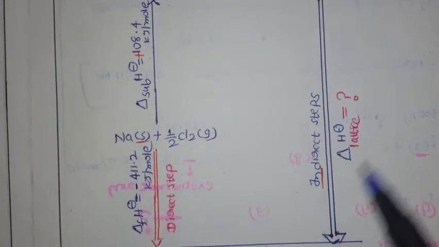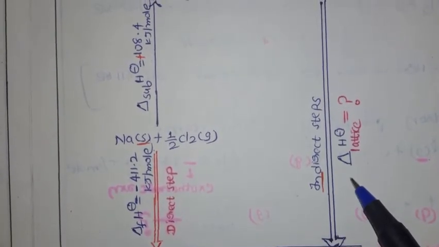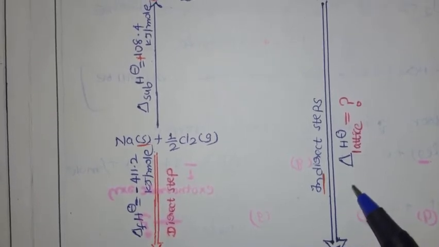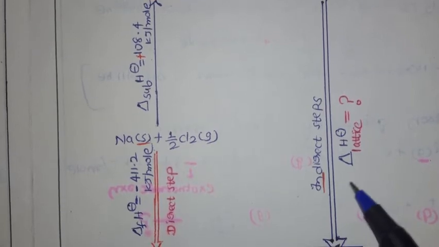How? Here we don't know this lattice enthalpy. Now we are going to use the Born-Haber cycle. That is the use of the Born-Haber cycle: you can calculate the lattice enthalpy by using it. Now we are going to calculate the lattice enthalpy. Let us see now.